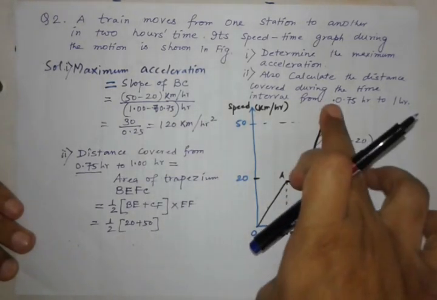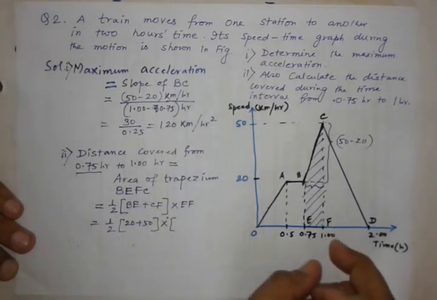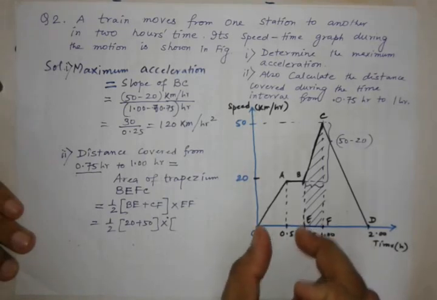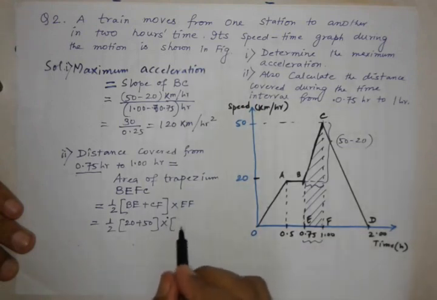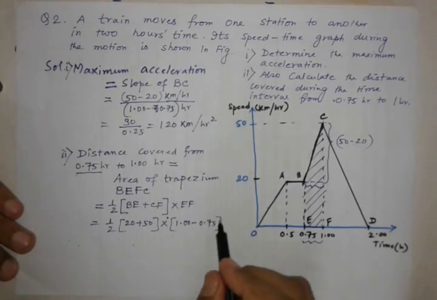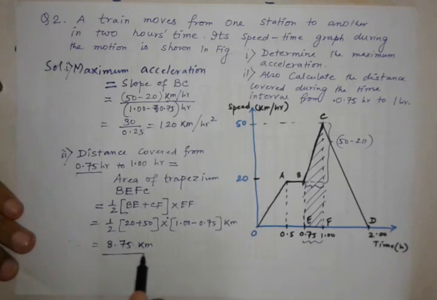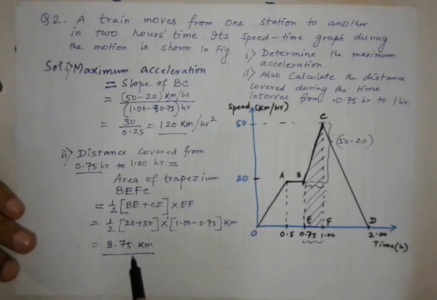See, this is 20, this one is 50, and the distance is nothing but how much? This one total is 1, and this one is 0.75. So if you subtract this one, you get 1.00 minus 0.75. This will be kilometer. So if we multiply this one, we will get 8.75 kilometer. Okay, so this is your answer. Two answers are there, 120 kilometer per hour square and 8.75 kilometer.